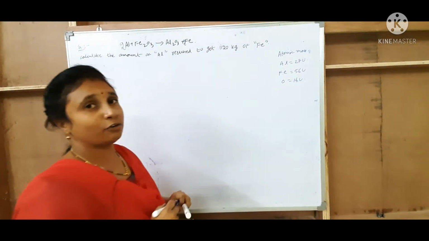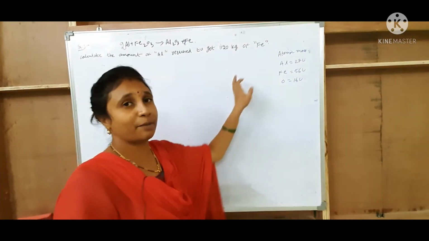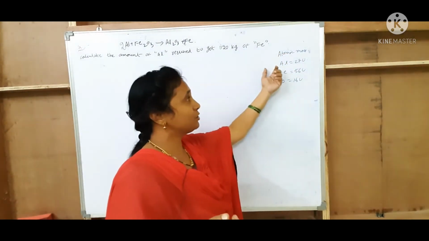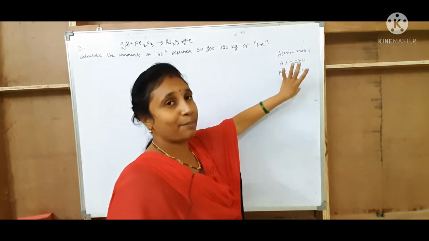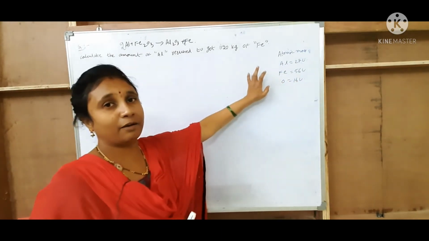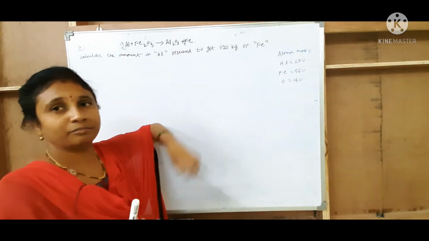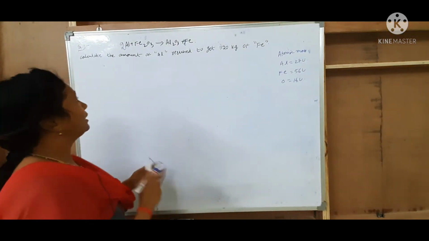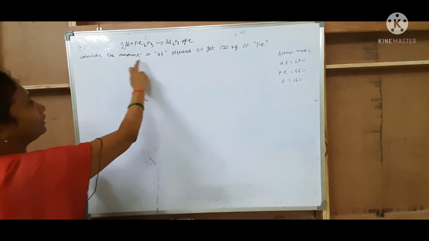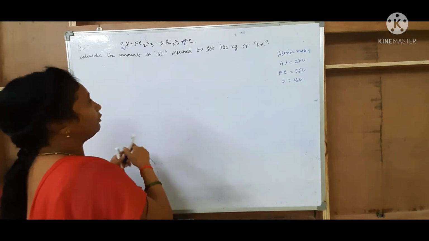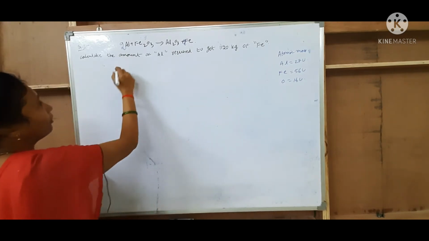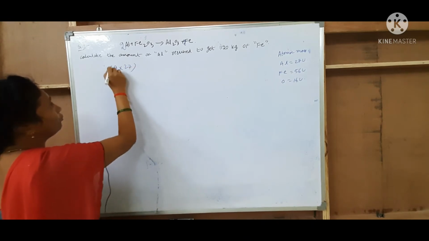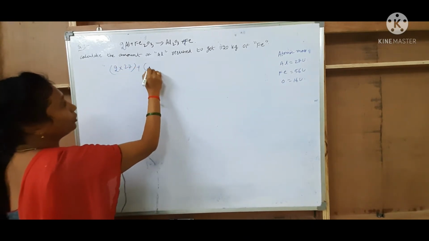Okay, first of all, to solve problems you must know the atomic masses. Without knowing the atomic masses, you can't solve any problem. First, you have to learn the atomic masses of the first 30 elements. Okay, here what is the problem? Calculate the amount of Al required to get 1120 kg of Fe. Okay, 2 Al. Atomic mass of Al is 27. 2 into 27 plus Fe2O3.